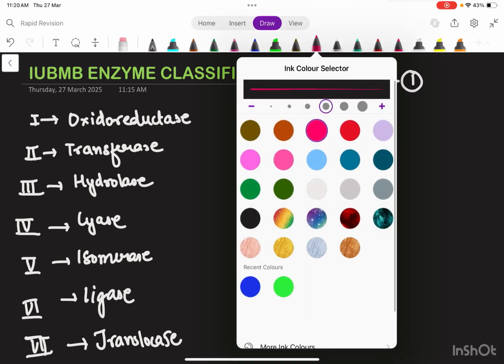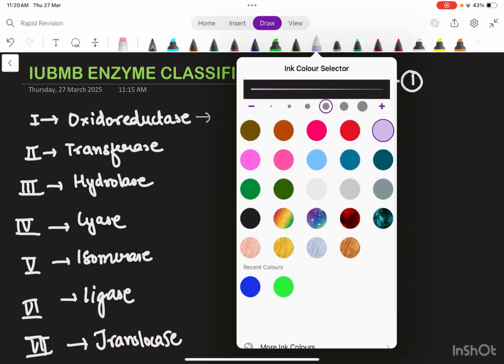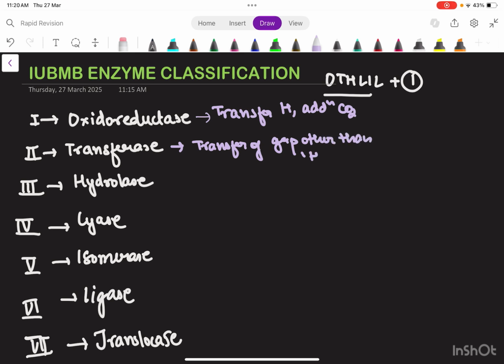Okay, now let's just go through them one by one. So oxidoreductase, the main function of oxidoreductase is to transfer H plus, addition of CO2. Transferase is transfer of groups other than hydrogen. Then hydrolase is addition of water, it cleaves the bond through addition of water. Lyase cleaves the bond without addition of water.